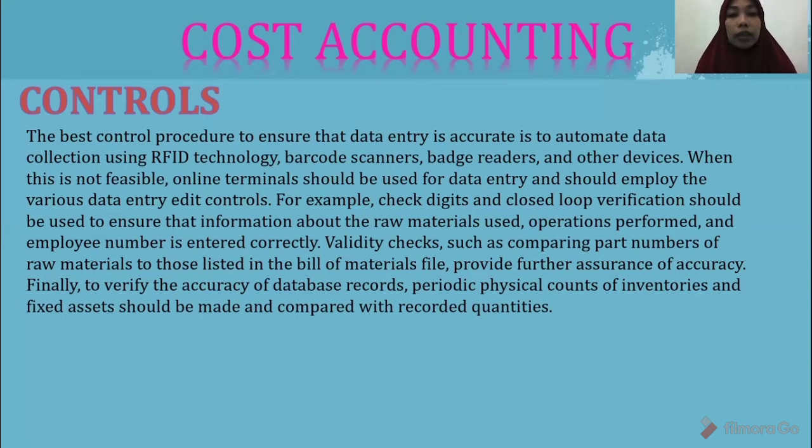Validity checks, such as comparing part numbers of raw material to those listed in the bill of material file, provide further assurance of accuracy. Finally, to verify the accuracy of database records, periodic physical counts of inventory and fixed assets should be made and compared with recorded quantities.